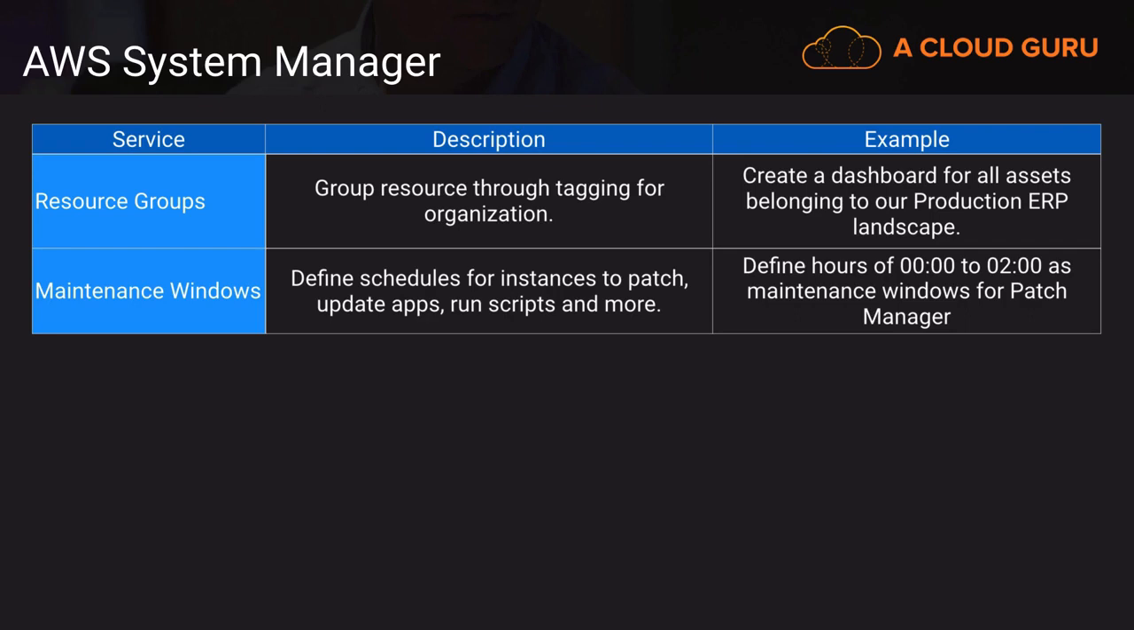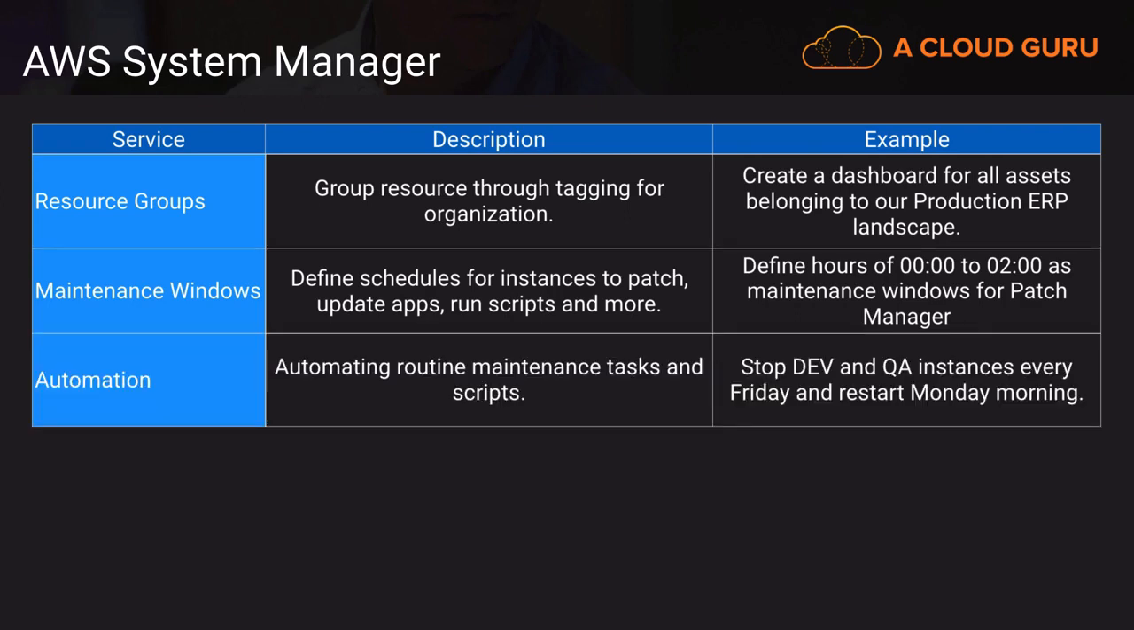For example, we can define the hours of midnight to 2 a.m. as a maintenance window, and we can assign that maintenance window to our patch activity within Patch Manager so that our patches are applied during that time. We also have automation, and automation is very useful if you need to do routine maintenance tasks or scripts.